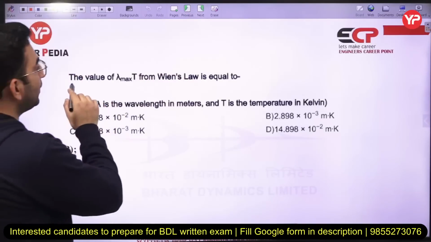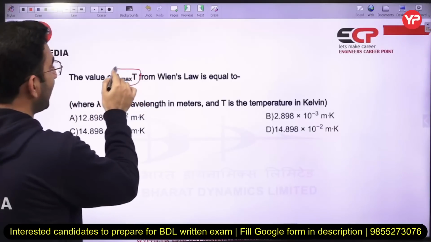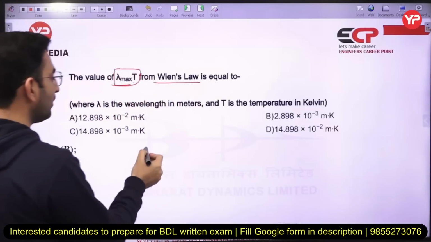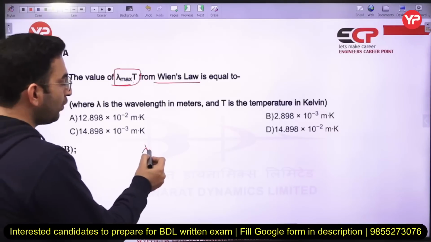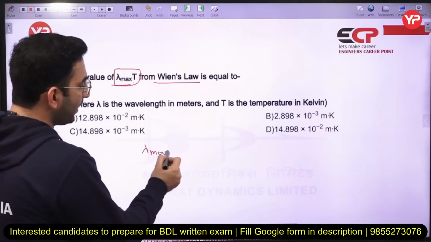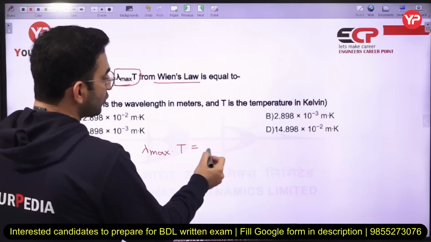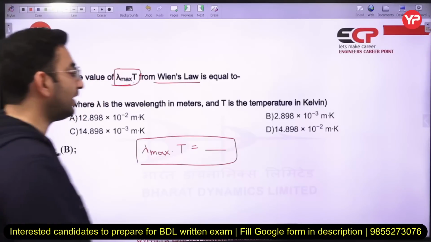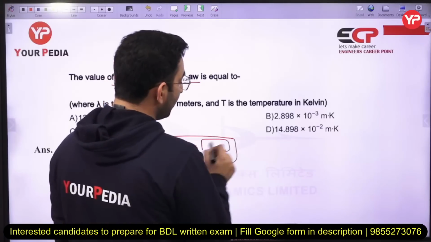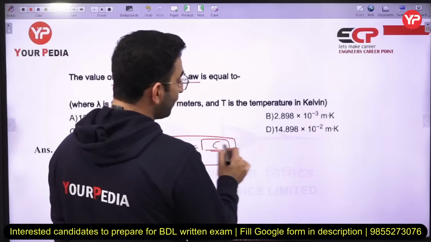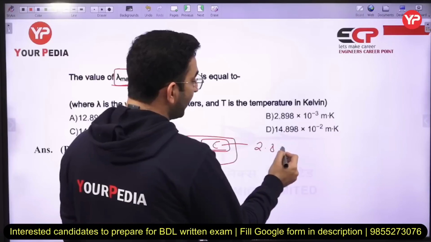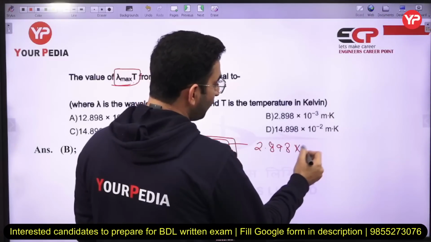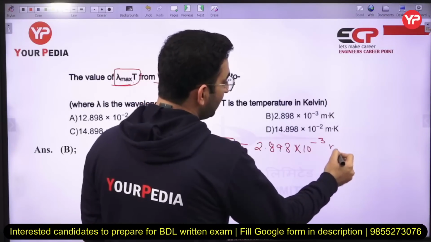Now the next thing is the value of lambda max multiplied by temperature from Wien's law. In this case the value of lambda max multiplied by temperature is always equal to a constant. The product of lambda max and the temperature is always equal to a constant, and this constant value is equal to 2.898 into 10 to the power 3 meter Kelvin.